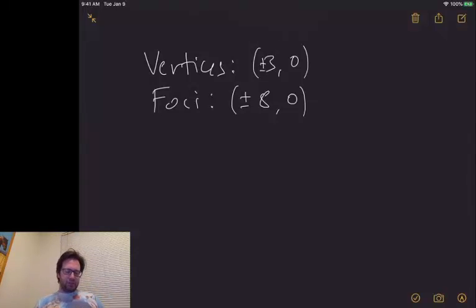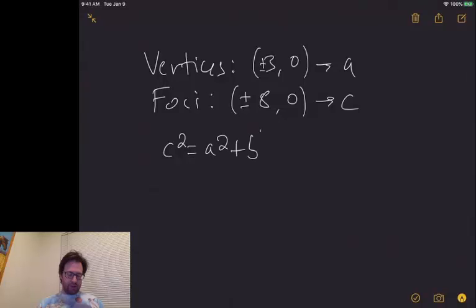For our next example, we have vertices at (±3, 0) and foci at (±8, 0). This means our hyperbola is opening left and right. And that means we know what A is and we know what C is, so we need to find B. So we're going to use our Pythagorean theorem. C squared equals A squared plus B squared.